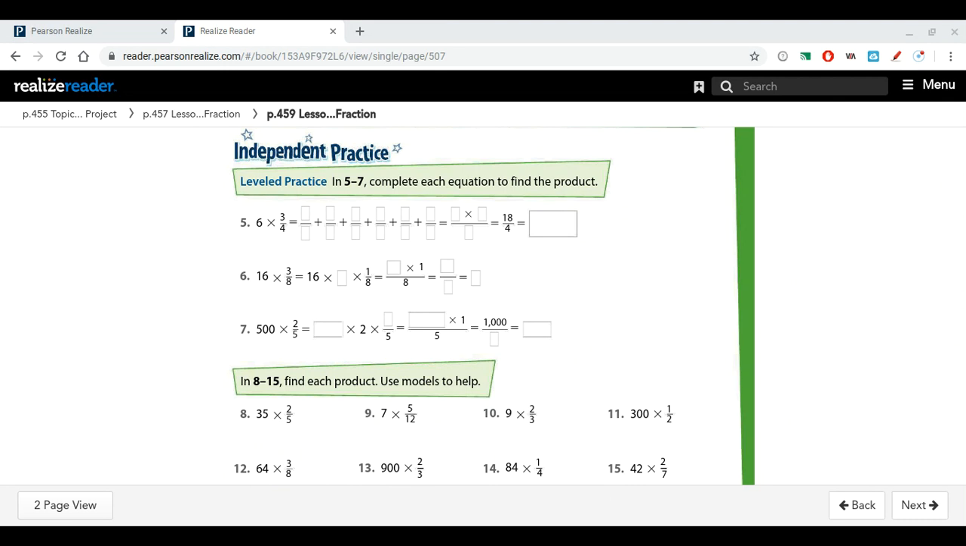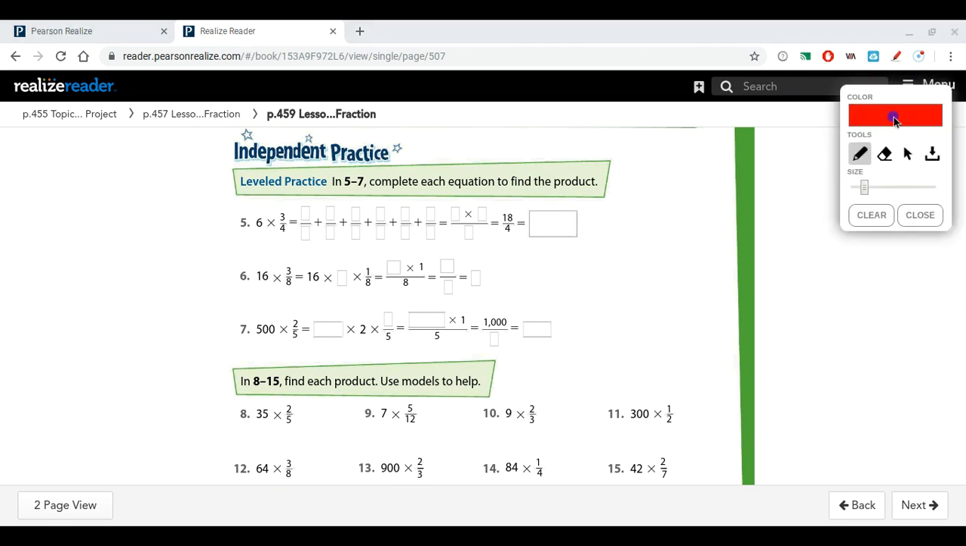So in 5 through 7, complete each equation to find the product. I am not going to have you guys do this. To me, yes, it's a very nice visual representation of repeated addition. However, I feel that your time is better used with practicing either the associative property or the other strategy that I showed you, where you multiply the whole number by the numerator and then put it over the denominator and divide to find your mixed number.